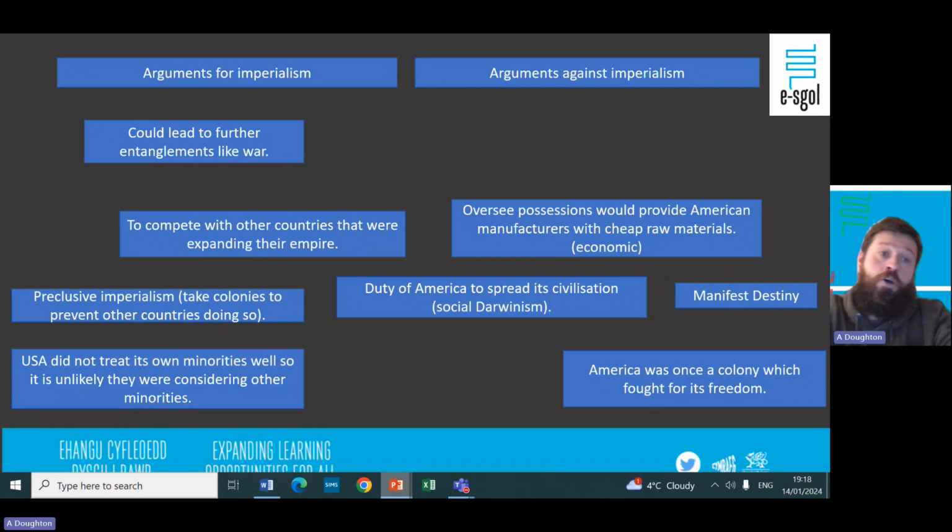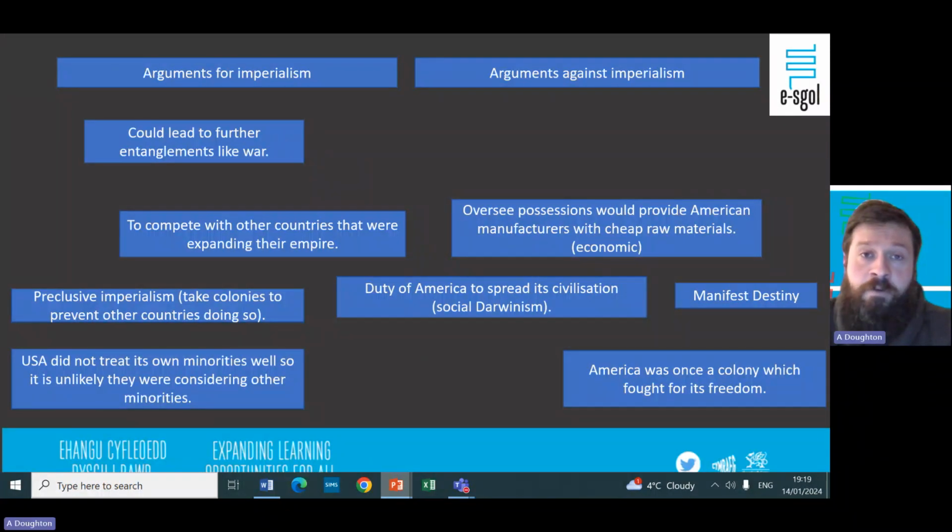Right, so could lead to further entanglements like war, would be an argument against imperialism. To compete with other countries that were expanding their empire, that would be an argument for imperialism. Overseas possessions would provide American manufacturers with cheap raw materials. That would be an argument for imperialism. Preclusive imperialism, to take colonies to prevent other countries doing so. That would be an argument for imperialism. The duty of America to spread its civilization would be an argument for imperialism.